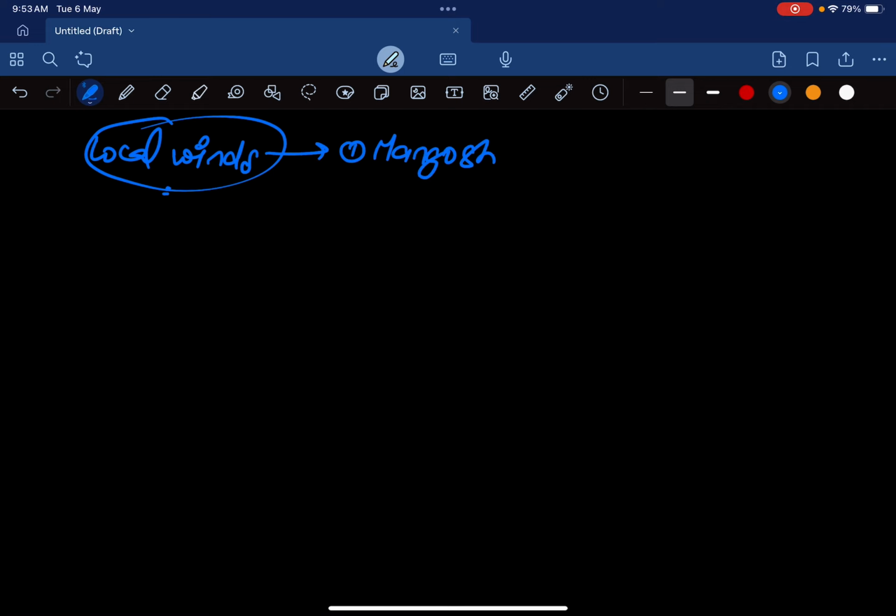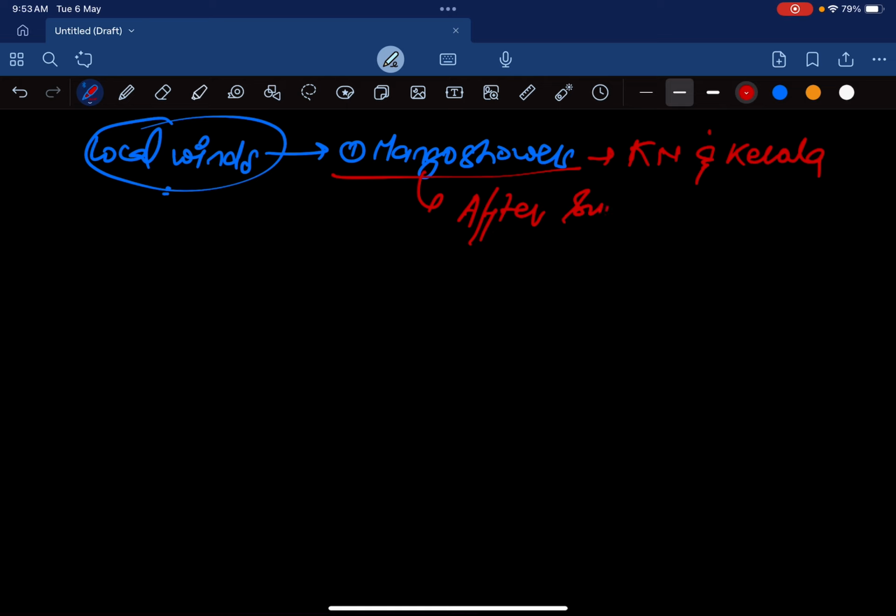Now there are certain local winds which you should remember. The first one is mango showers, which happen in the states of Karnataka and Kerala. Right? It happens after the summers, but before the monsoon.